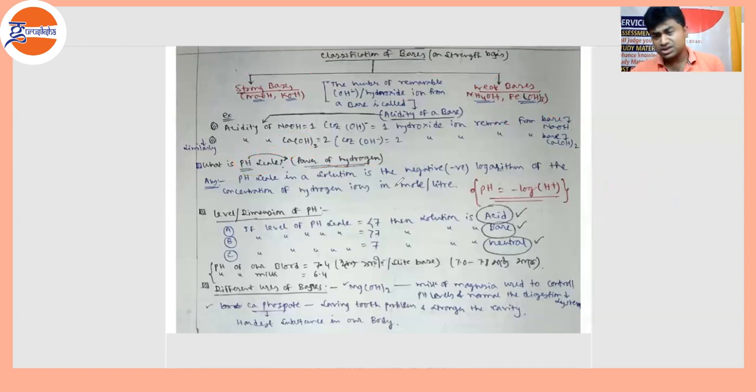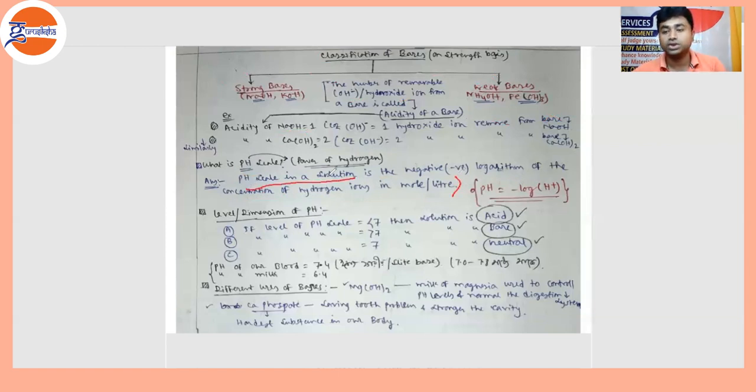So what is the definition of the pH scale? How can we define pH? The pH of a solution is the negative logarithm of the concentration of hydrogen ions in moles per liter. It's a little bit complicated to define, I know that, but in a simple way, you just remember one thing.